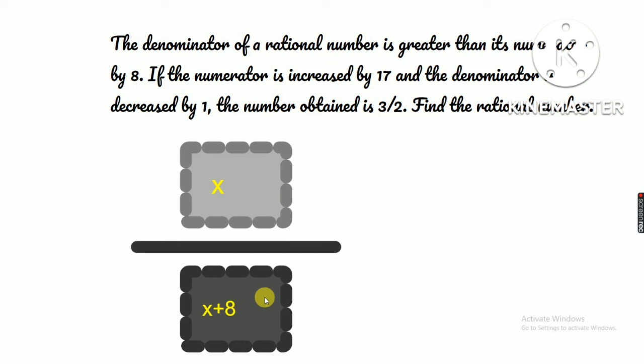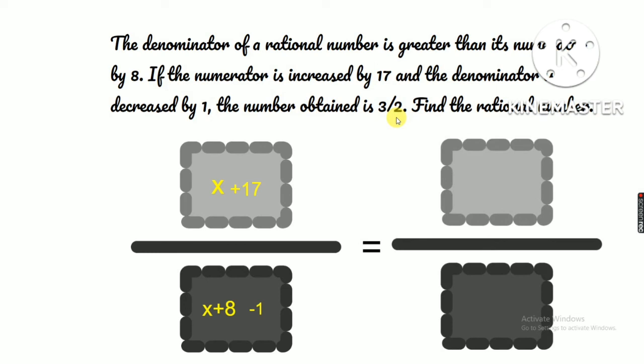Now next it says if the numerator is increased by 17, we increase the numerator by 17, and the denominator is decreased by 1. We decrease the denominator by 1. The number obtained is equal to 3 upon 2. Then it would be equal to 3 upon 2.